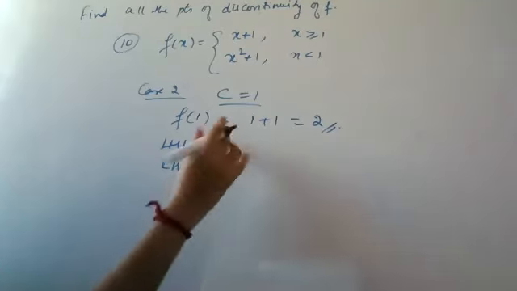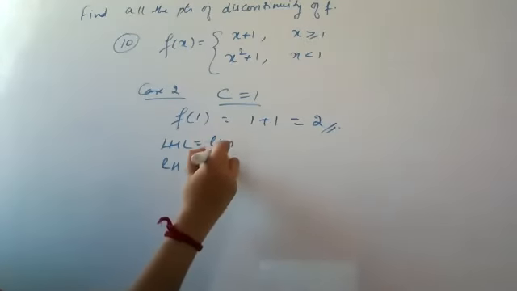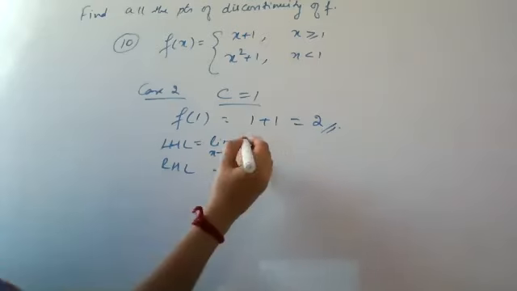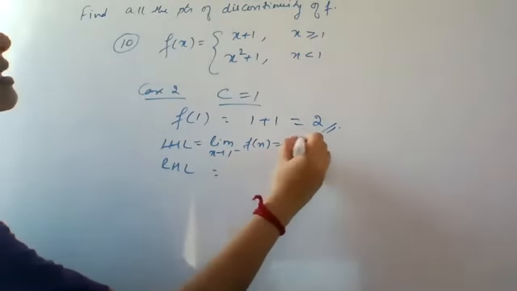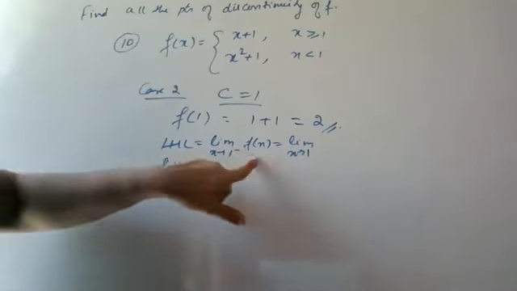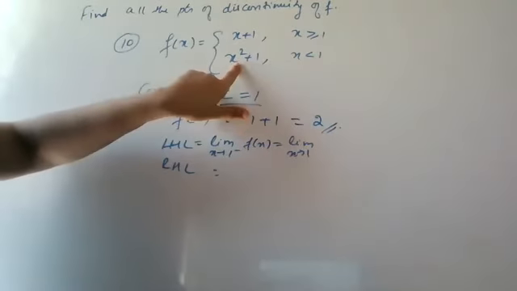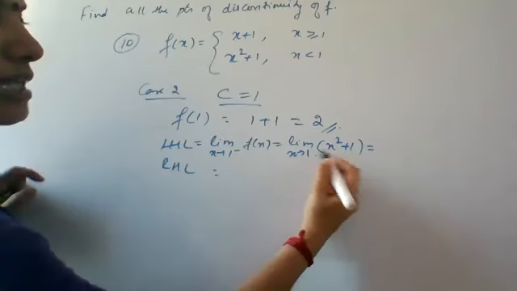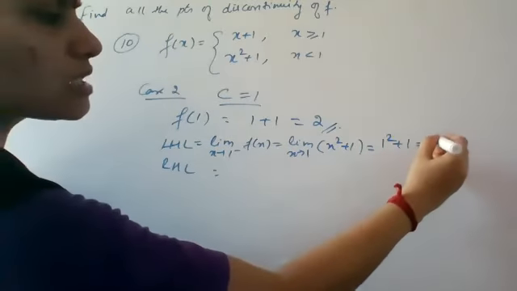Okay, now LHL also, you have limit x tends to 1 minus of f of x. What will be that f of x when it is 1 minus this one? You will have x square plus 1, and replace your x with 1. So you get 1 square plus 1, which is again 2.